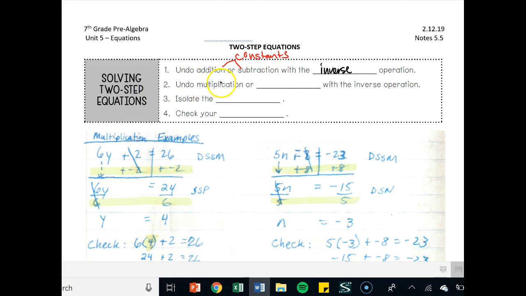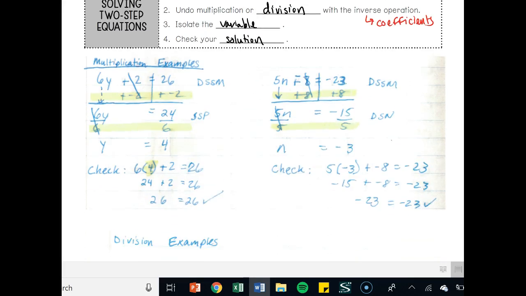Then we're going to undo multiplication or division with inverse operations, and we're going to do that of the coefficients. Remember, coefficients are the numbers attached to variables, right? Then we're going to isolate the variable like we've always been doing, so we get x equals, y equals, then we're going to check our solution by plugging back in, right? So I've done a couple of these for us.